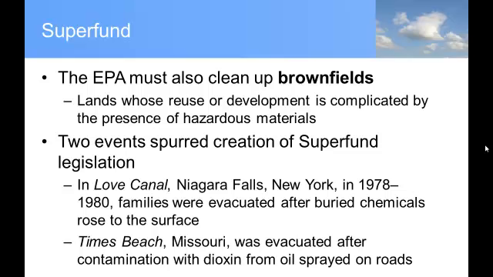from previous industrial activities. Two events really spurred the creation of the Superfund legislation. One was Love Canal, and this is near Niagara Falls, New York. In 1978, families were evacuated from the area after buried chemicals leached through the surface and started bubbling up on the surface and seeped into people's homes. The other was Times Beach in Missouri. This town was evacuated after the area was contaminated with dioxin from oil sprayed onto the roads.